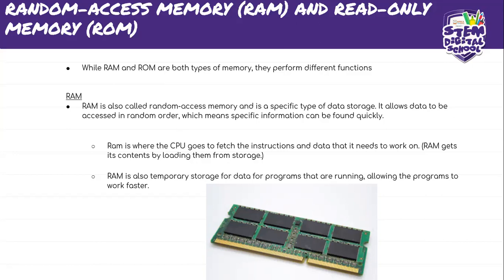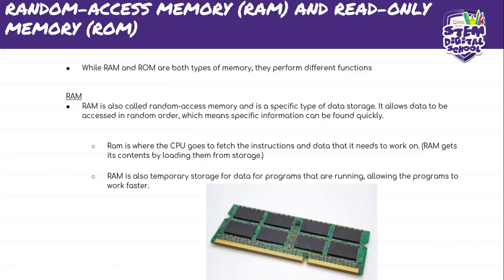So you want to type, everything has to go through the CPU, but first it is stored in RAM, in the random access memory. The CPU goes to the RAM to fetch the instructions and data that it needs to work on. So RAM gets its content by loading them from storage.